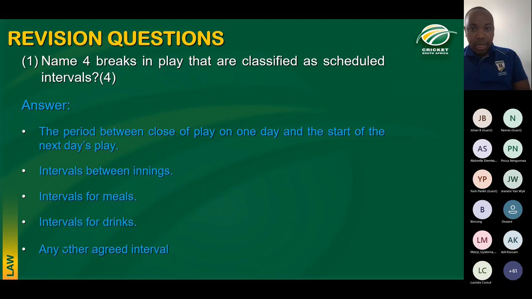Now, what you will notice in the revision questions that we put up, in brackets after every question is the number of marks that they are for in the exam. So for this particular question, it was out of 4 marks. There are 5 possible correct answers, but the maximum you will get in the exam for this question is 4. So always make sure that you look at the number of marks allocated to a question for you to give enough information for the answer.